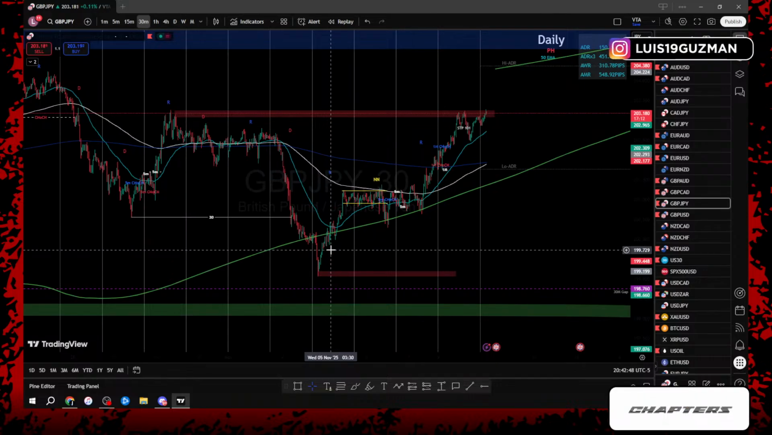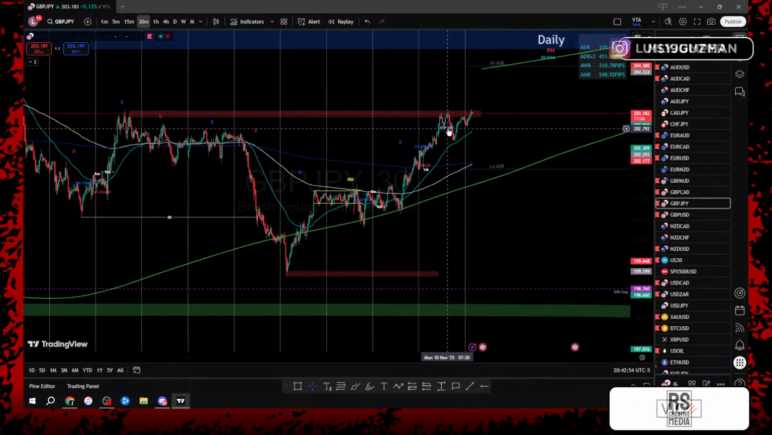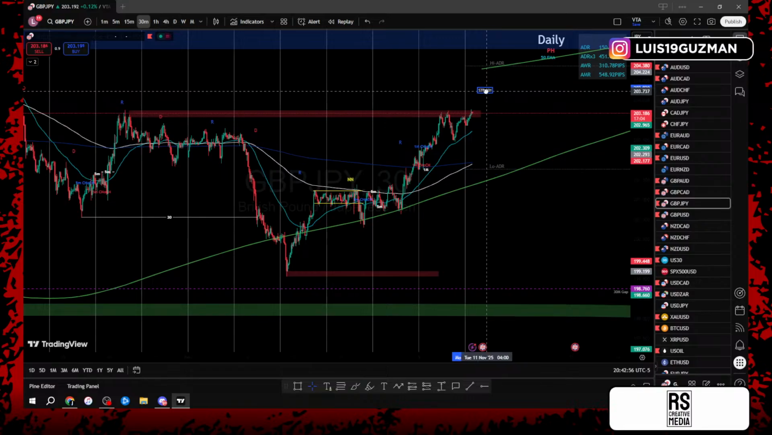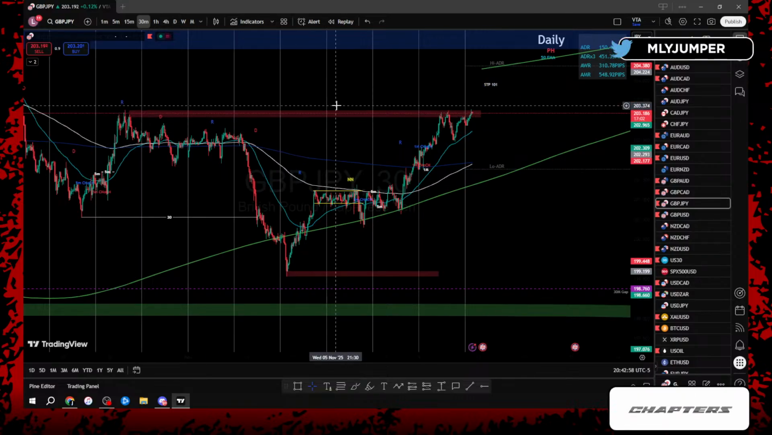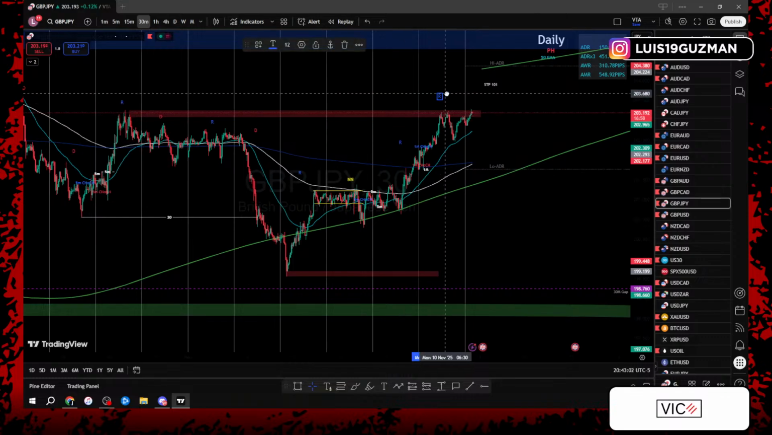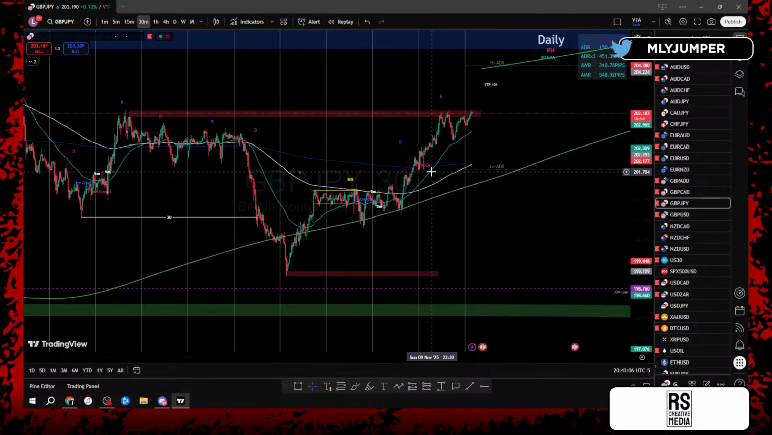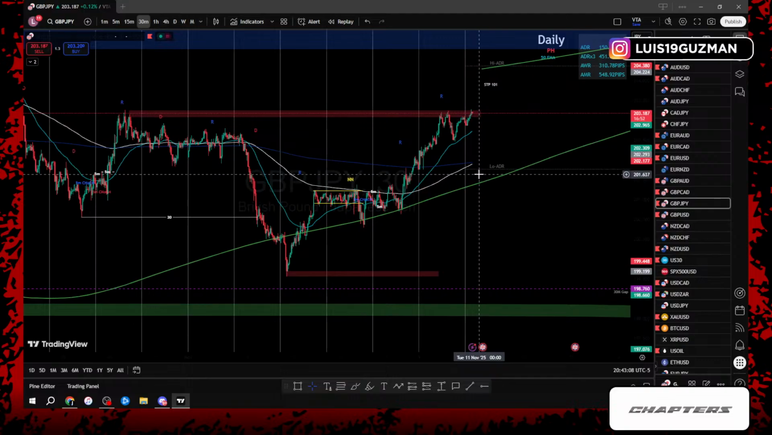If we get a change of character, if we get the break of structure, and we continue to push to the top side, that's when I'll start looking to take the trades. So right now for GCAD, I need to see that 30-minute change, and I need to see the 30-minute break after the change. That's when I'll start looking to take these trades. Right now, GJ, I'm hands off. Not going to be trading GJ for right now.